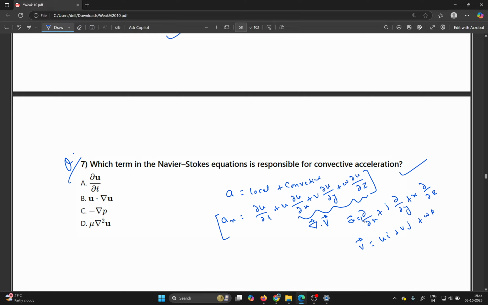So when you multiply, i·i will be 1 and i·j will be 0. So you will come up with only del u by del x plus del v by del y plus del w by del z. But one thing you are missing in the convective acceleration. What? u, v, w. So you have to multiply again with your V.